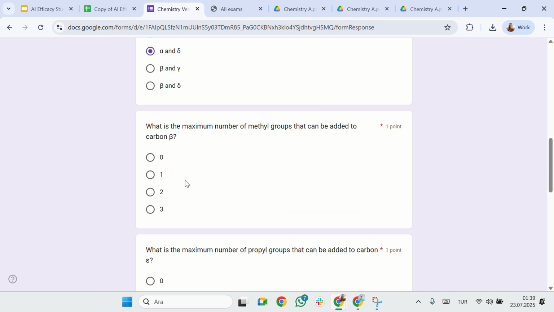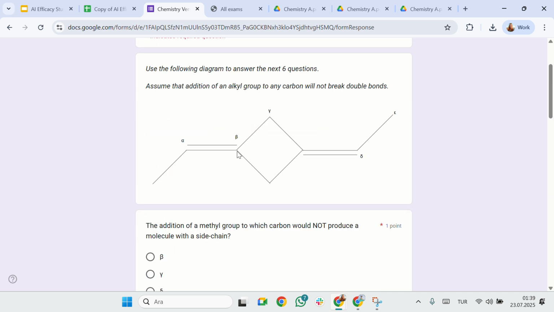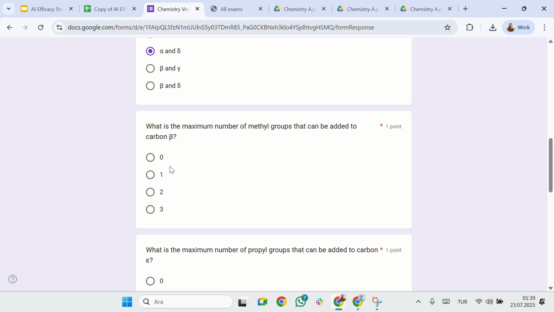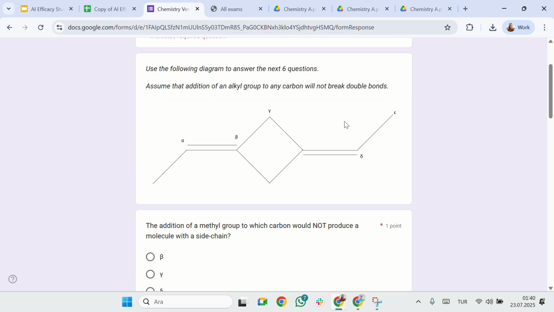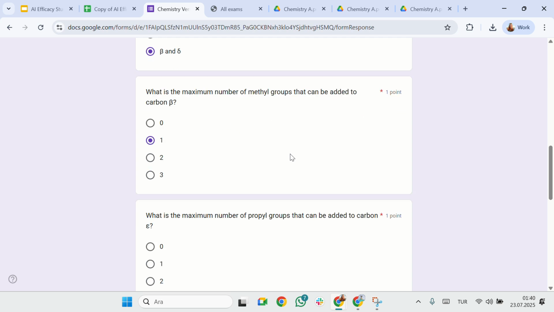What is the maximum number of methyl groups that can be added to carbon beta? So it has 3 bonds now, so I think 1. What is the maximum number of propyl groups that can be added to carbon E? So 3, I guess. Yeah.